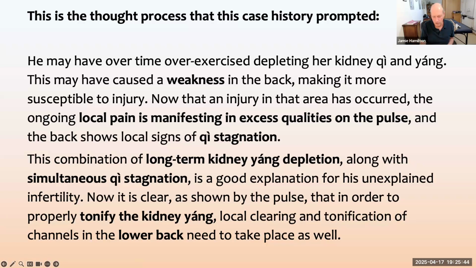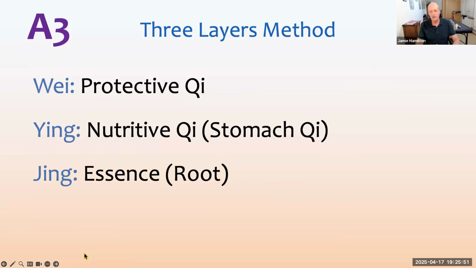So 3 layers is next. Okay, the 3 layers method. So these 3 layers are a way of thinking of the pulse as having 3 depths. So the layers are layers in the pulse. So you can imagine you've got 3 layers to it.